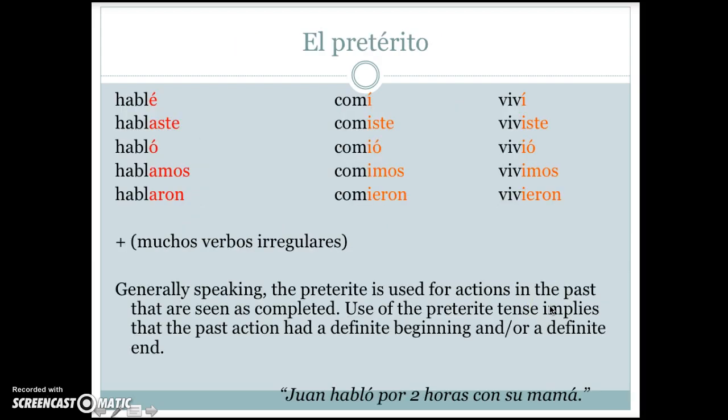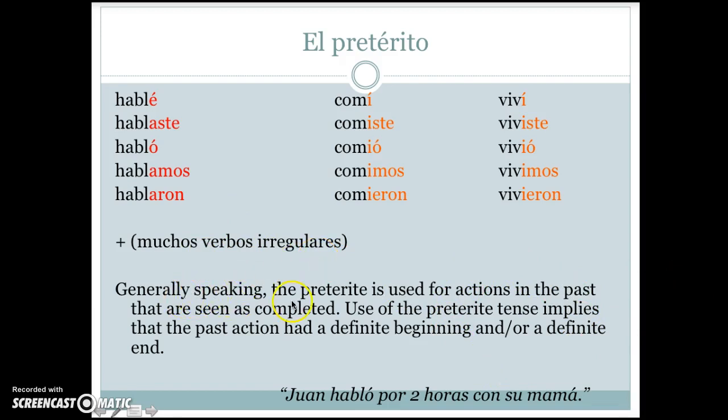The conjugation of the preterite, most of you guys do seem to conjugate the verbs correctly. It's just deciding between the two, which is difficult. The preterite is more difficult because there are so many irregular verbs. It's just a lot of memorization.